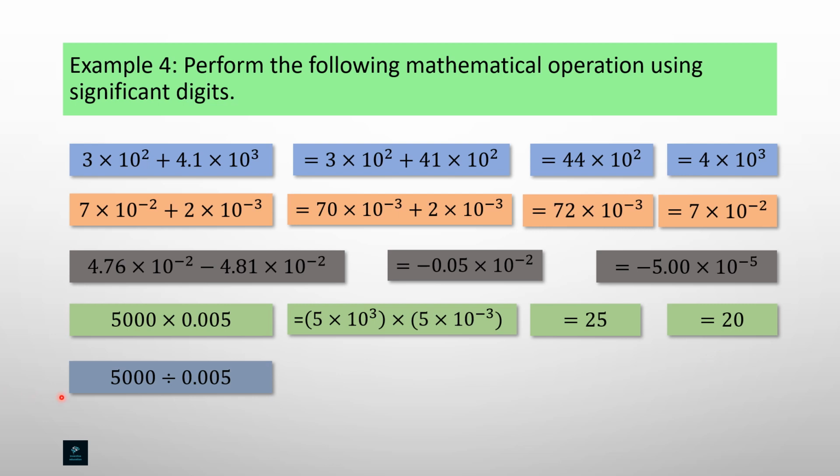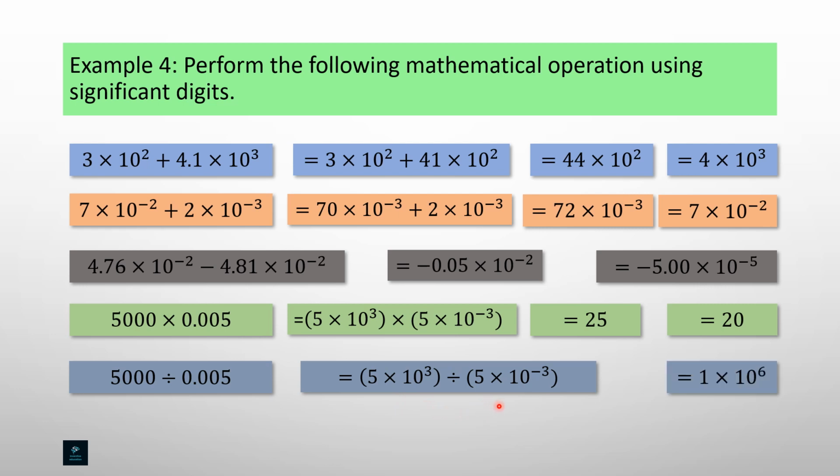The last expression here is 5000 divided by 0.005. Both are having one significant digit. Writing in the scientific notation, we get 5 times 10 to the power 3 divided by 5 times 10 to the power minus 3, which is equal to 1 times 10 to the power 6.